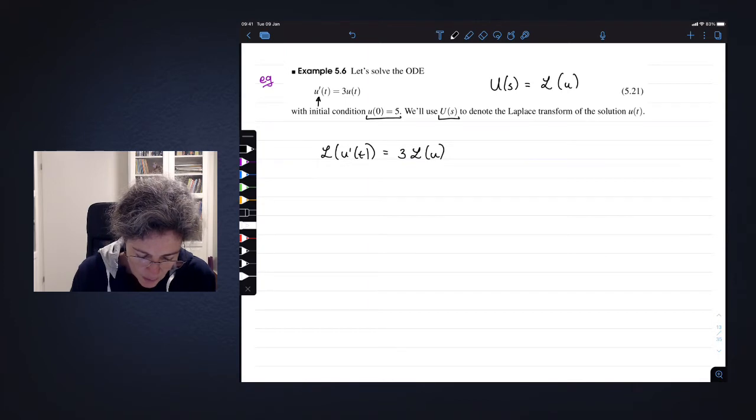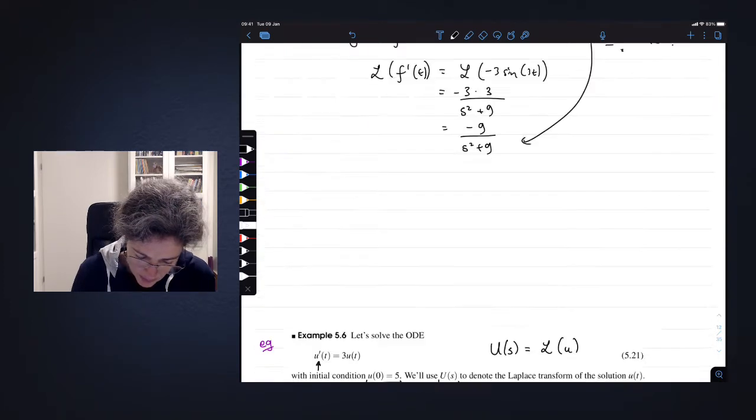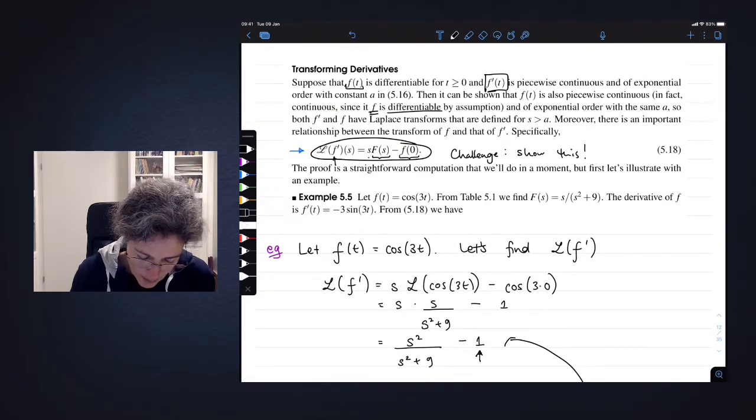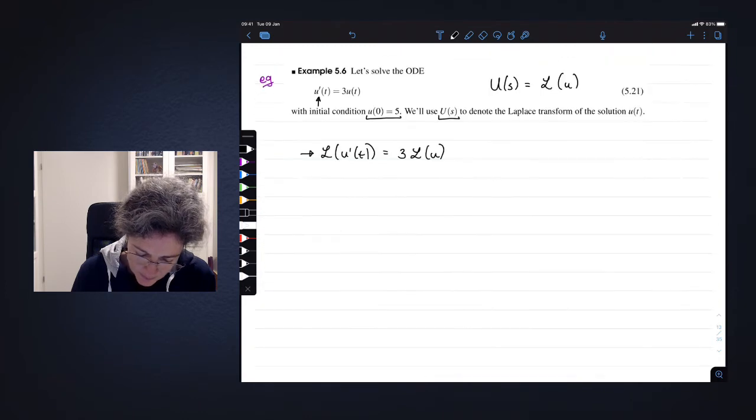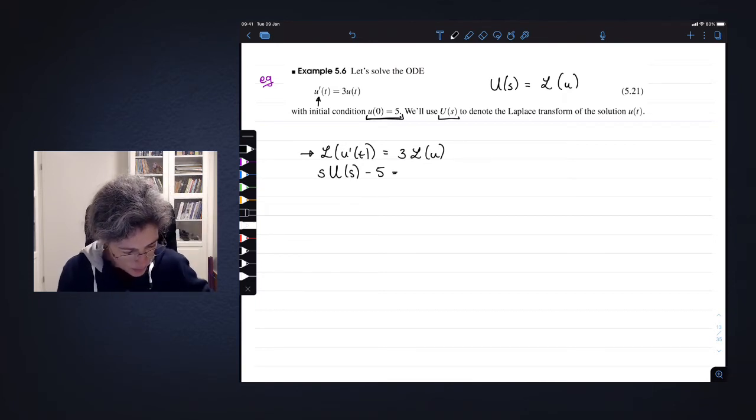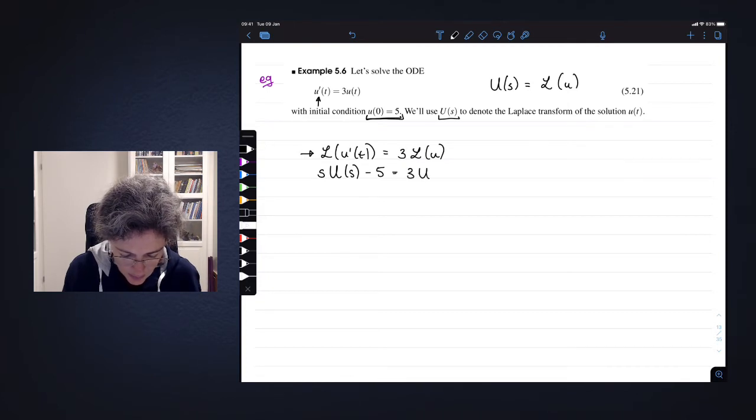Okay, so using what we know about finding the derivative, this is going to be s times the Laplace transform of u minus u at 0. So this is going to be s times U of s minus u of 0, which is 5, which is equal to 3 times U of s.